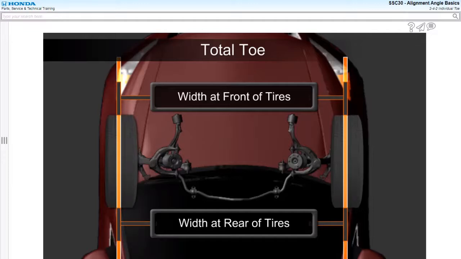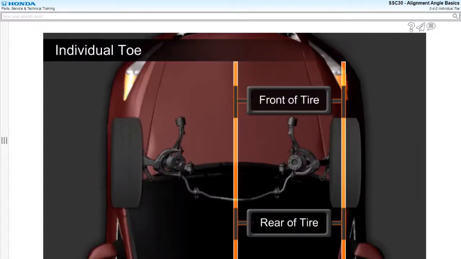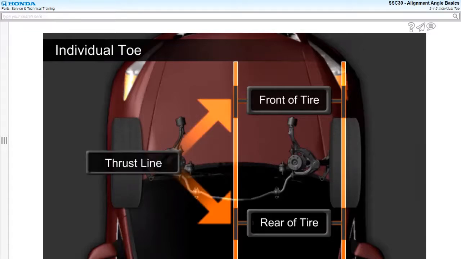Now that we've learned how total toe gives us the distance between the front and the rear of the tires on one axle, there's another toe angle we need to discuss: individual toe. Individual toe is the comparison of the distance measured between the front and rear of one tire to a reference line, called the thrust line, which will be discussed later in the module.